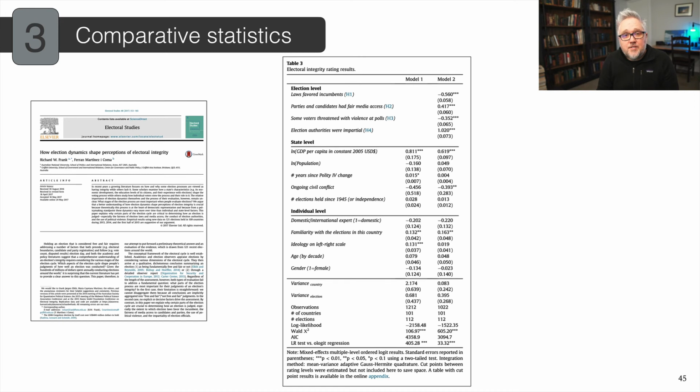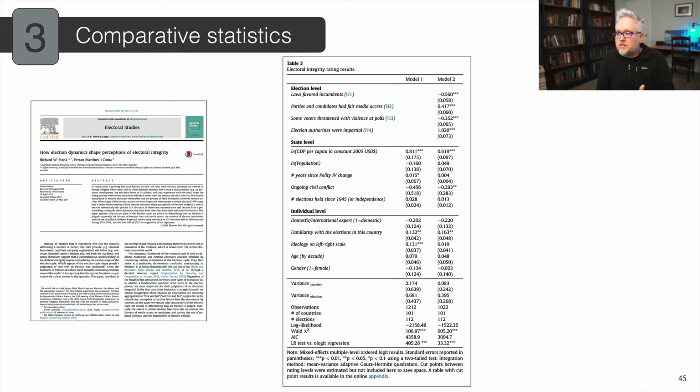In our comparative statistical analysis, we had data at a couple of different levels. These aggregate levels were at the election, characteristic of the election. Those were the main things we cared about theoretically: whether the laws favored the incumbents, whether they had fair media access for everyone who was contesting the election, whether voters were threatened with violence. That's kind of my thing, so I wanted to make sure I included that. And whether the election authorities, the EMBs that I mentioned earlier, were impartial.